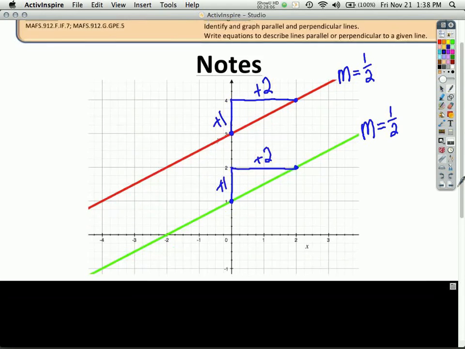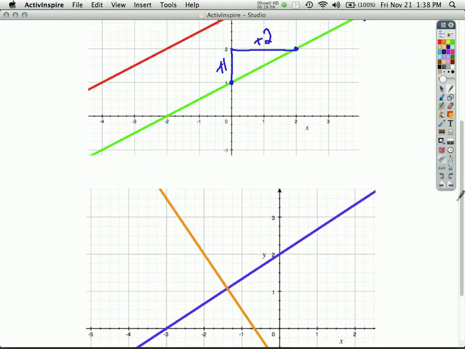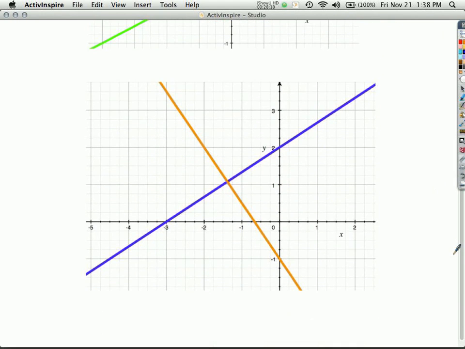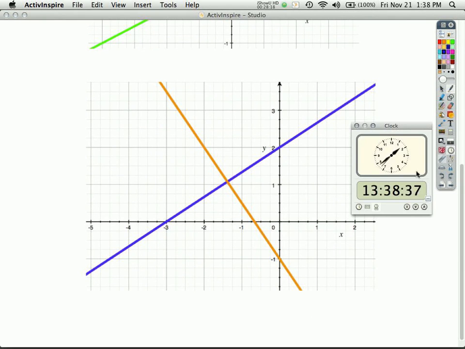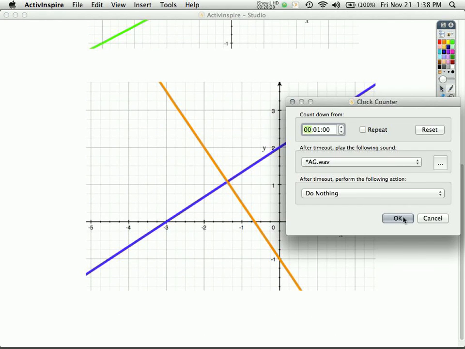So, now let's look at the second graph. And I would like you to take a minute and find the slopes of both of these lines. Find the slopes of both of these lines. You got 1 minute. Go.